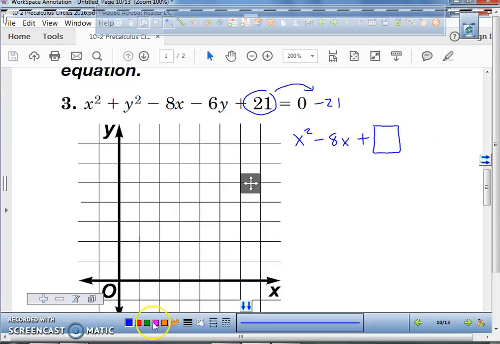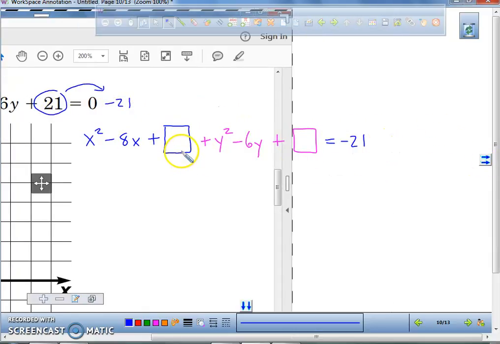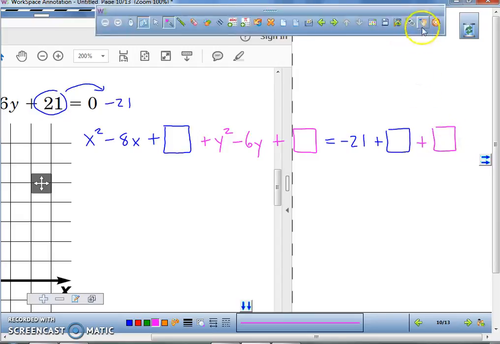Now I'm going to change colors for our y values. Plus y squared minus 6y plus an empty box equals, we moved 21 across, we subtracted 21 from both sides. Now, I have a blue box and I have a magenta box, so I need to add a blue box over here and a magenta box to balance each side of the equation.